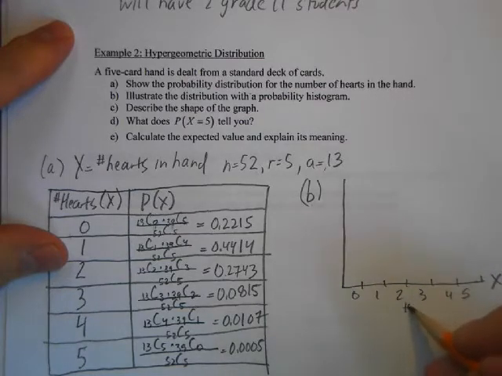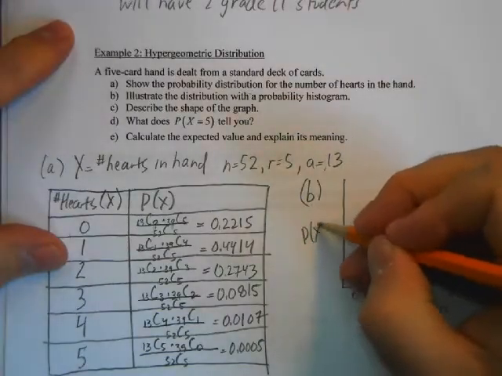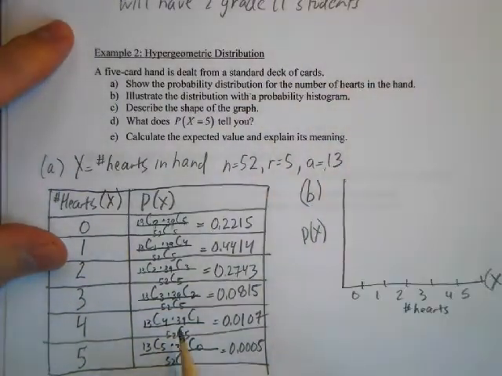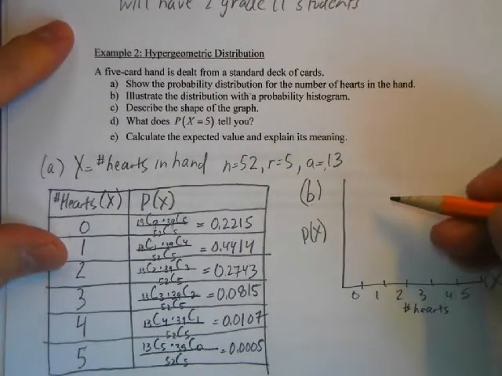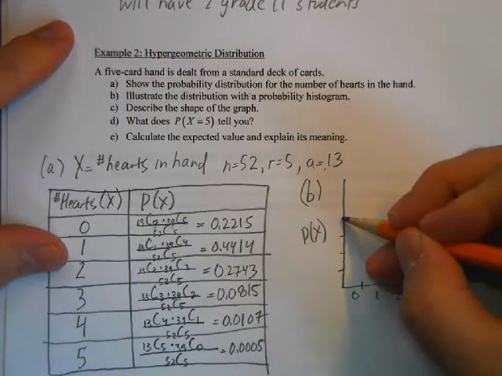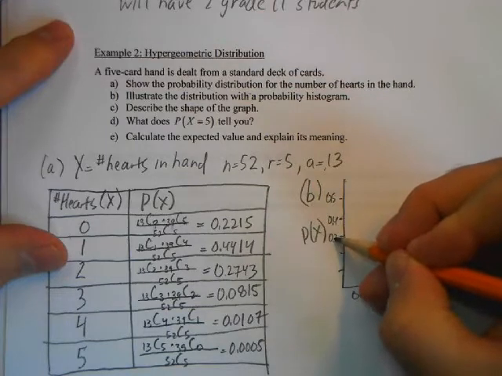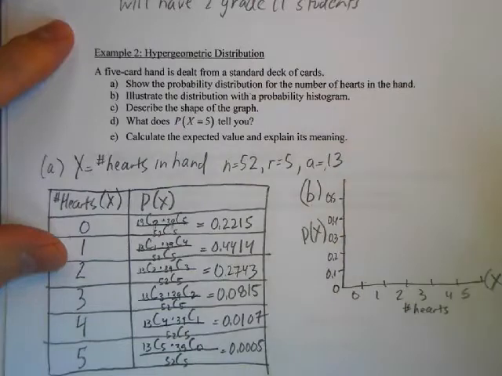So this is the number of hearts, which is basically what x is. And this would be the probability of getting that number of hearts. To do the vertical scale, we look at the highest probability, which is 0.44. That means if we go up to 0.5, that should be enough. So 1, 2, 3, 4, 5. So this is 0.5, 0.4, 0.2, and 0. So now we just do our histogram.